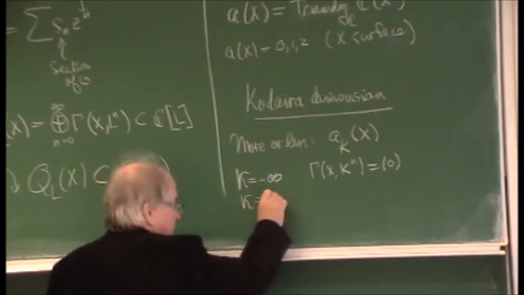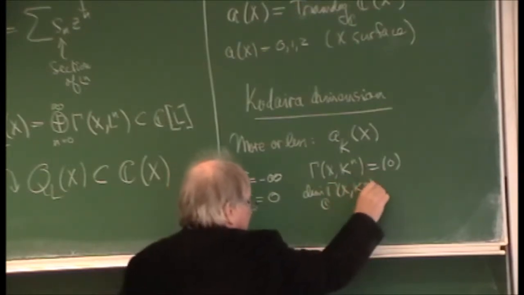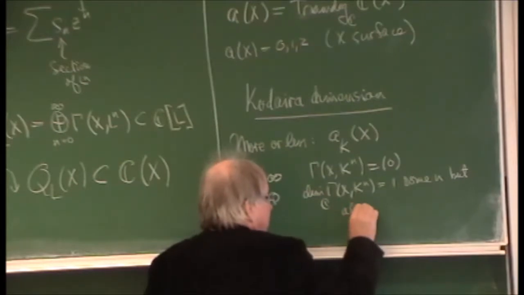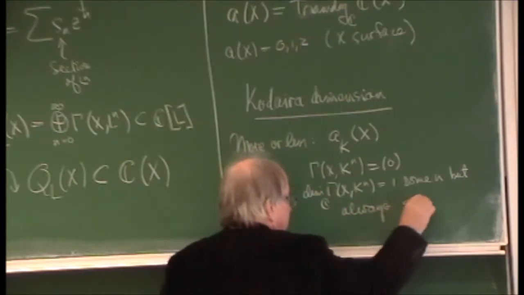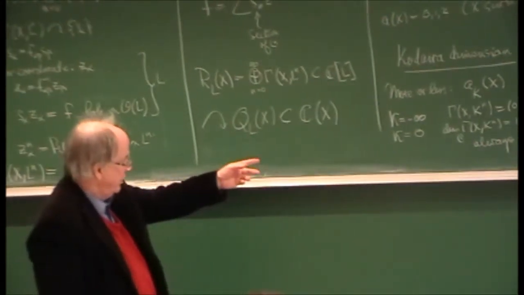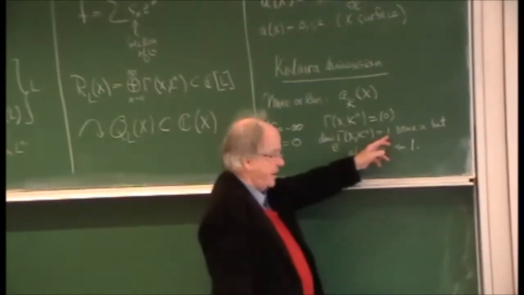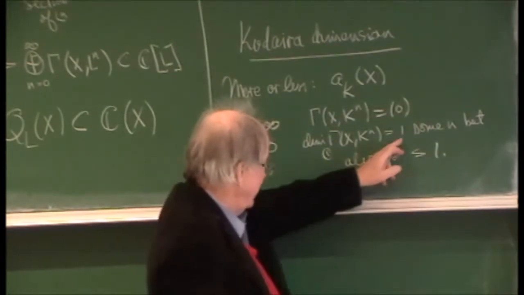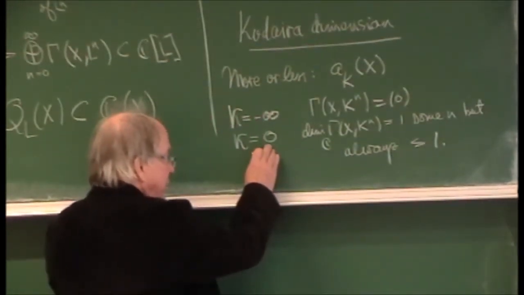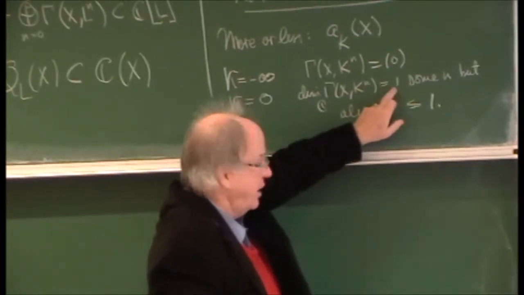Kodaira dimension zero means that this thing is one dimensional for some n, but always less than or equal to one. So you can occasionally have a section as you go up, but you get no more. So if you only have one section, there's nothing to do. You take the quotient, all you can get, yeah? So you see there's nothing transcendental here over the complex numbers. In some sense that's exactly transcendence degree zero, right? Nothing transcendental. But we insist that this is not empty. I mean, we insist that we have something.